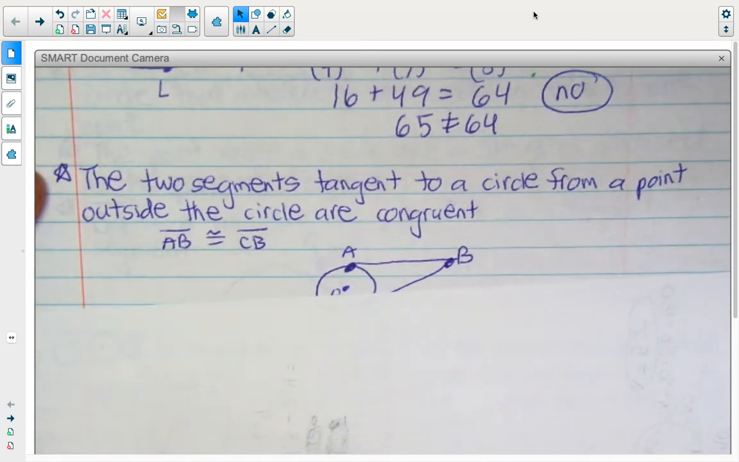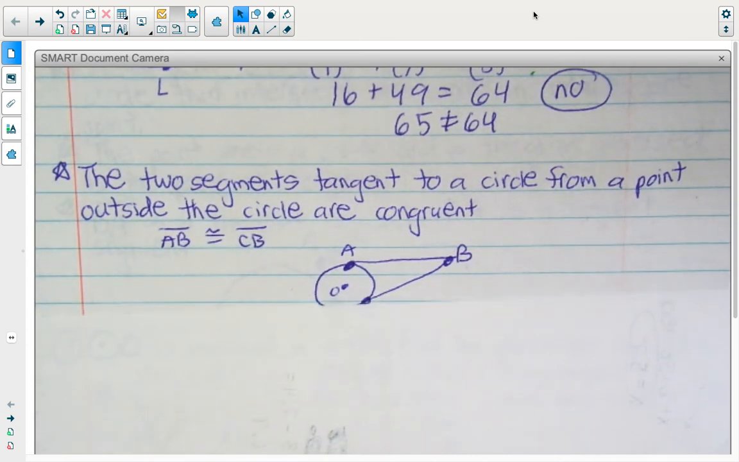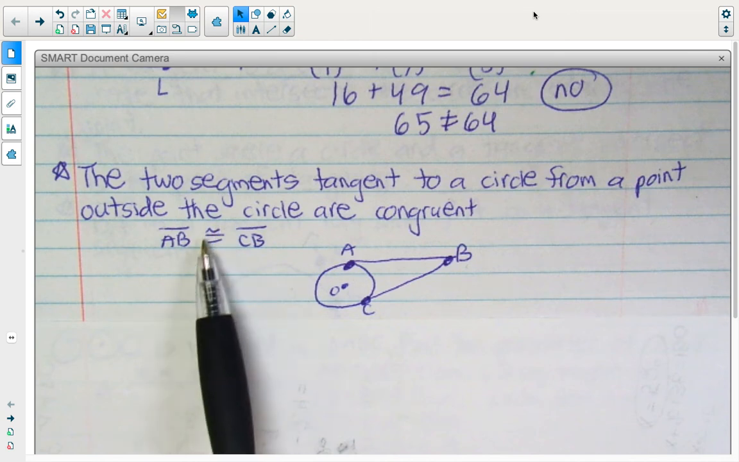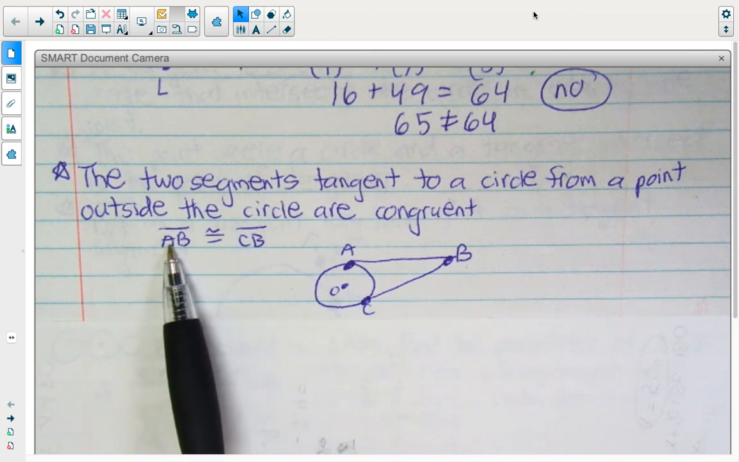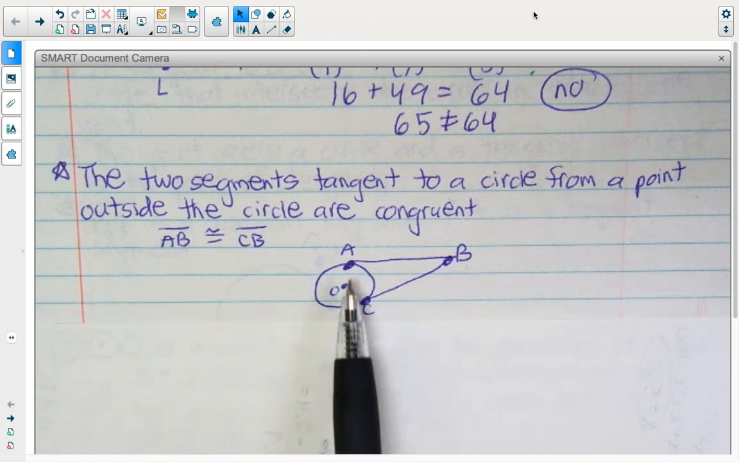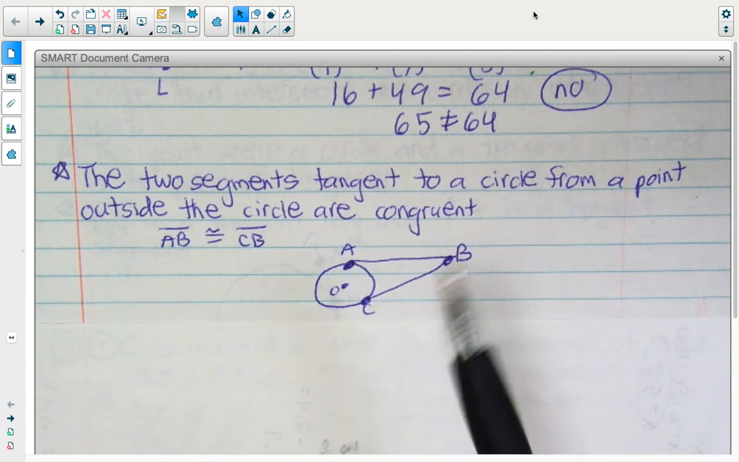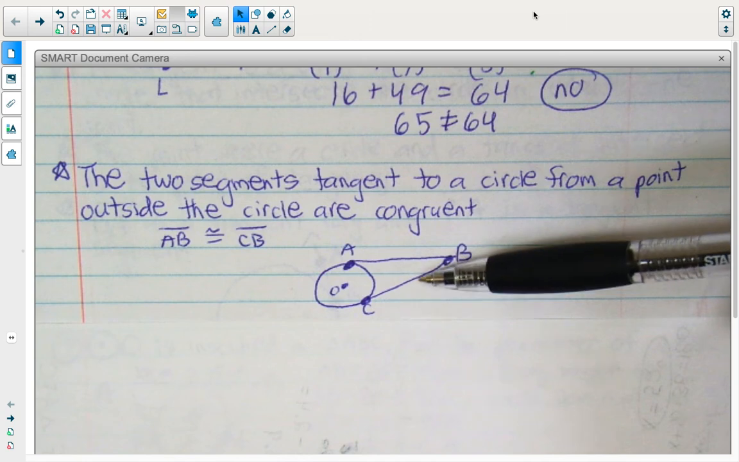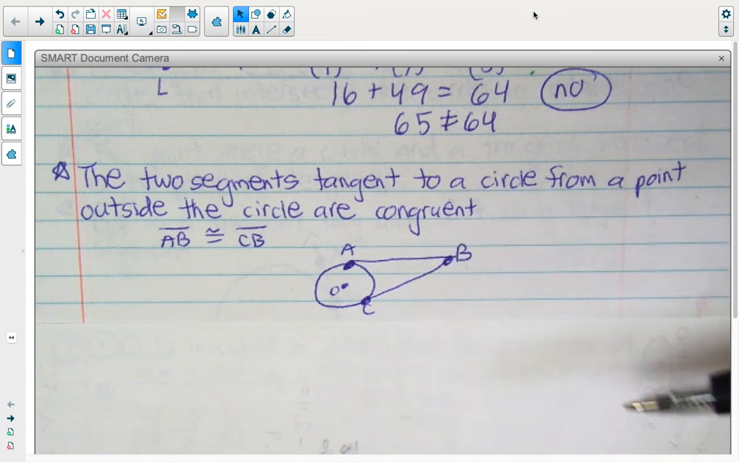So the two segments tangent to a circle from a point outside the circle are congruent. AB is congruent to CB. This is our congruency theorem symbol. So here's AB and here's CB. This theorem is telling us that these two line segments are congruent to each other.